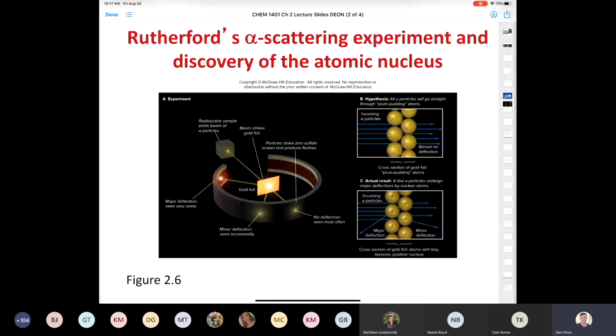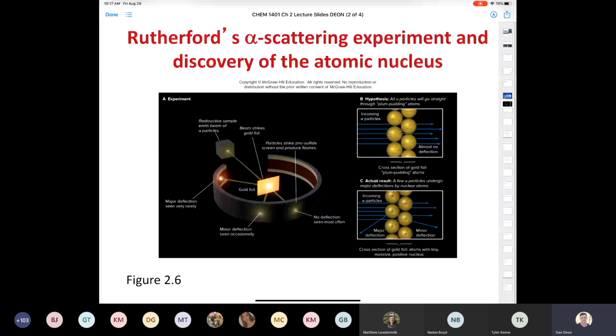So the mass of an atom is so much bigger than the mass of an electron that they were like, well, whatever's positively charged must weigh much more than an electron. This doesn't make any sense. And so Ernest Rutherford was a scientist from New Zealand, and he did this really interesting experiment. And I'll go over this kind of quickly.